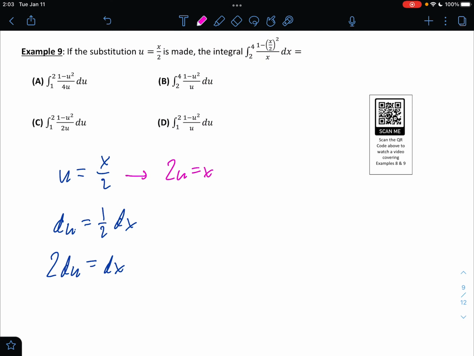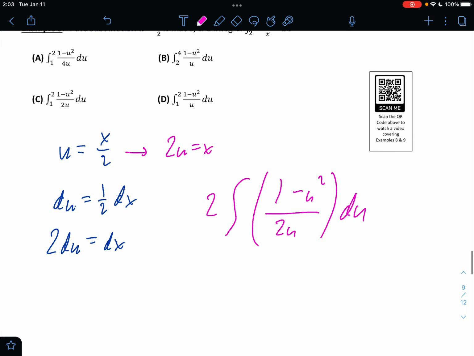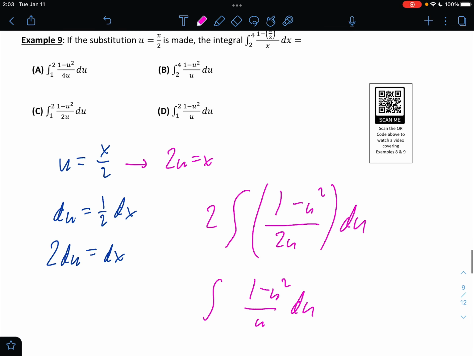2u equals x. All right, so now my integral becomes 1 minus u squared over 2u times 2 du. Okay? So what that would end up doing would cancel out those 2's. We're left with 1 minus u squared over u du. Now we got to worry about the bounds. If we put 2 in for x here, we would get 1 back. If we put 4 in for x here, we would get 2 back. So looks like our answer is D.